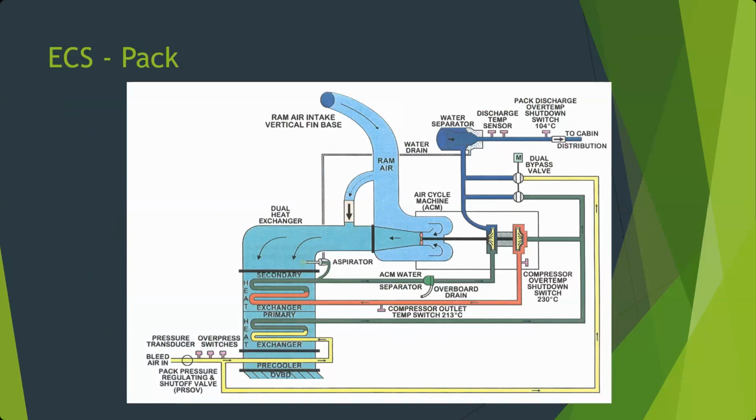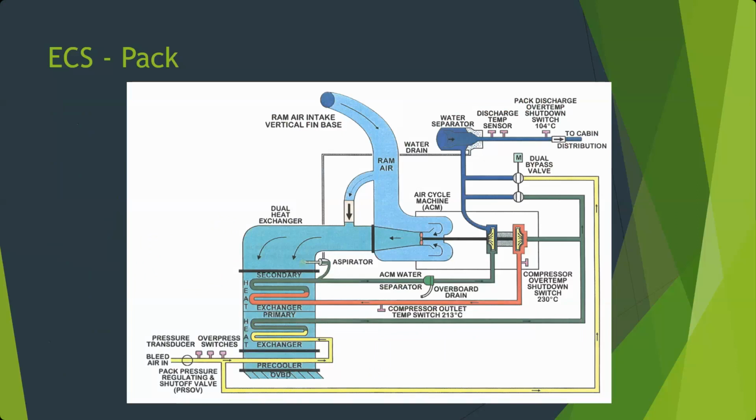Bleed air is coming in. It still goes through, now it goes through a pre-cooler and a primary heat exchanger. So this is kind of our warm air in green. And you can see it comes up and there's a bypass valve, right? So this is where it goes back out to the cabin. Okay, we had one of those before, so that's not really any different.